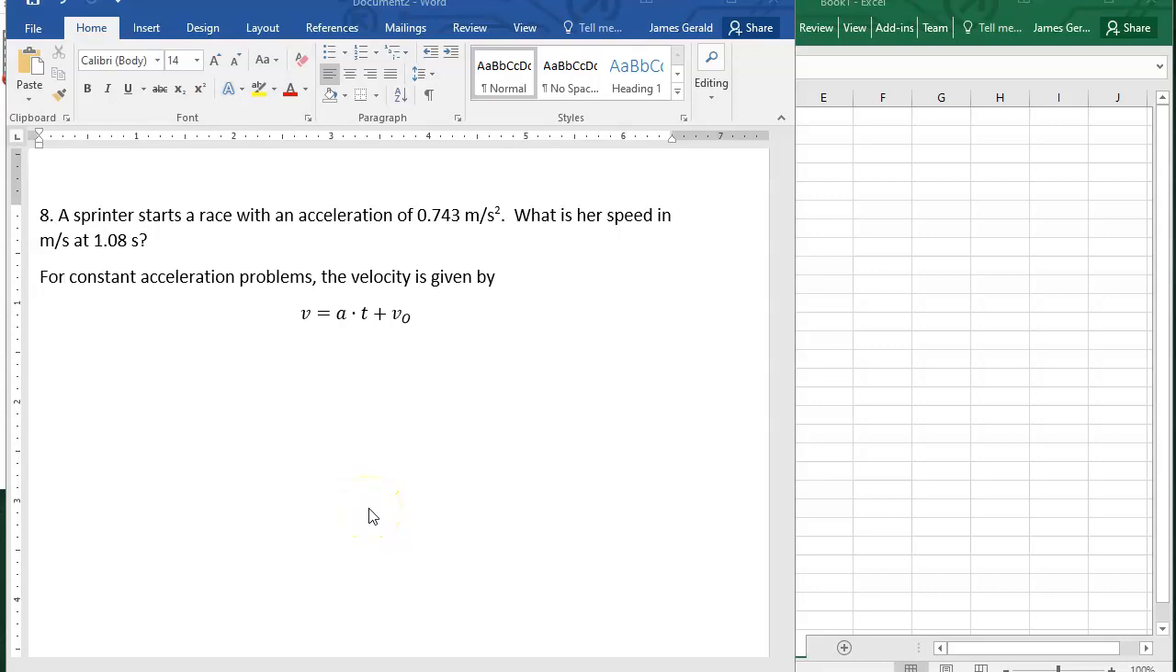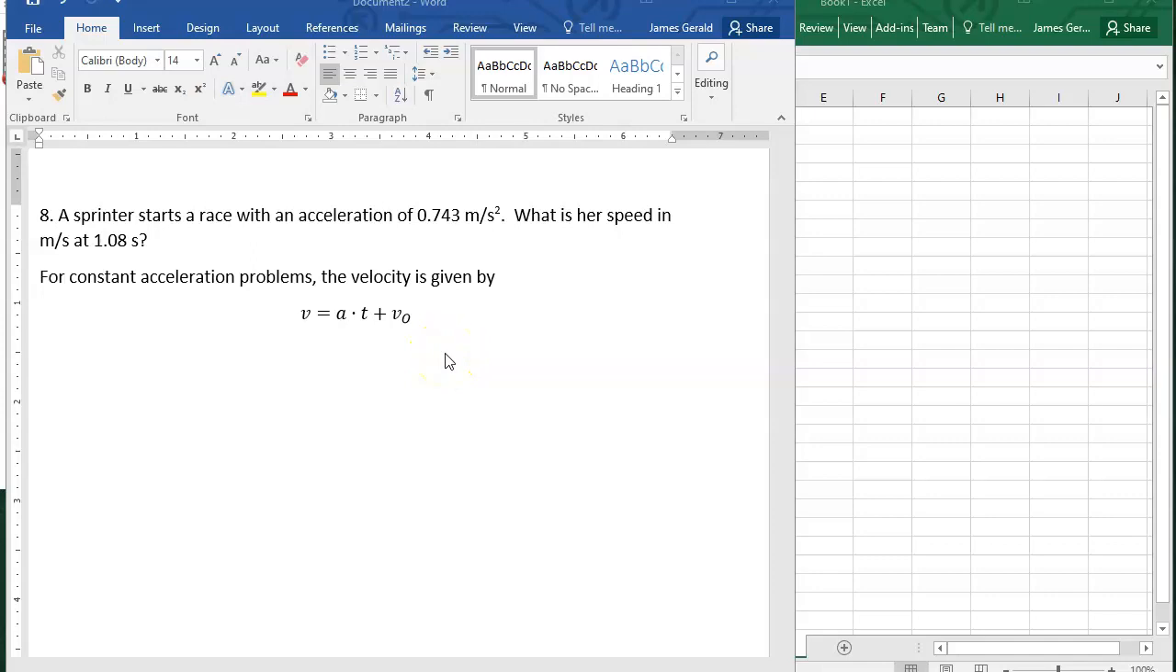In this problem, a sprinter starts the race with an acceleration of 0.743 meters per second squared. And the question is, what is her speed, or velocity, in meters per second at 1.08 seconds? Well, we have been given the equation we need to use for the velocity of this sprinter. This is under constant acceleration, right? The velocity is going to be the acceleration times the amount of time plus the initial velocity.